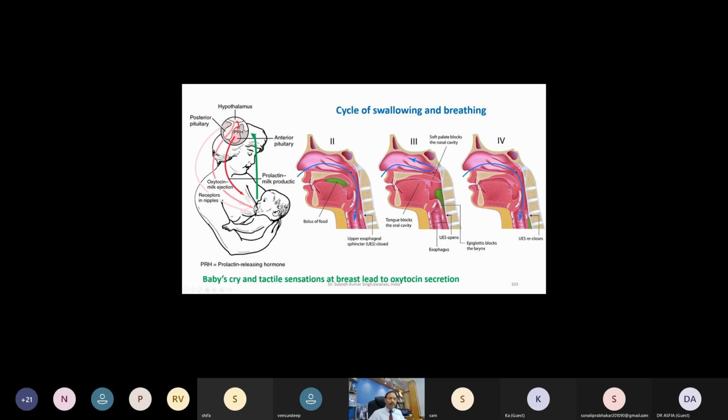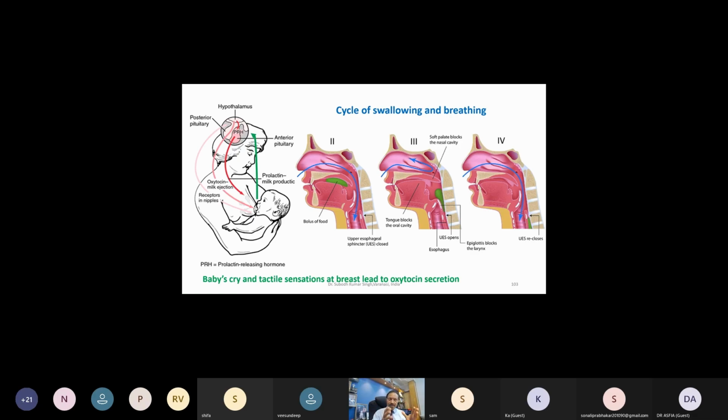When the child starts sucking, the prolactin and oxytocin start forming, and it gives rise to milk production and milk ejection. So when the milk is sucked, there is a bolus. It goes down, the epiglottis covers the larynx, and it goes into the esophagus, and then the air is breathed in. So there is a cycle of swallowing and breathing, swallowing and breathing, swallowing and breathing.